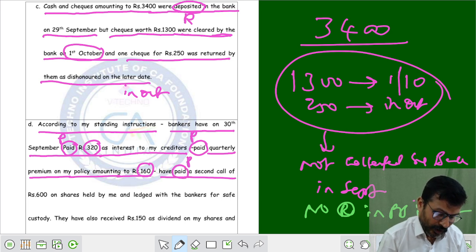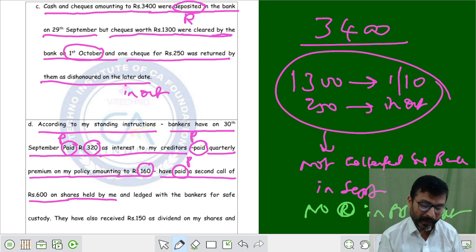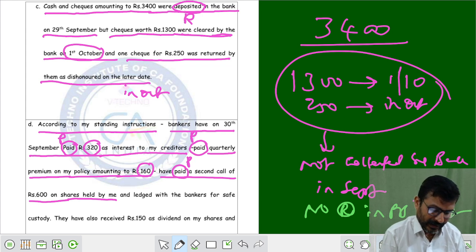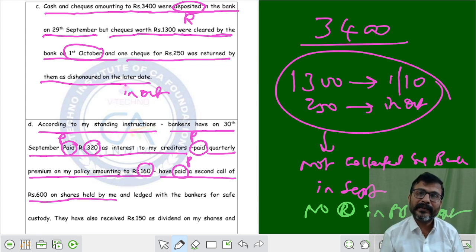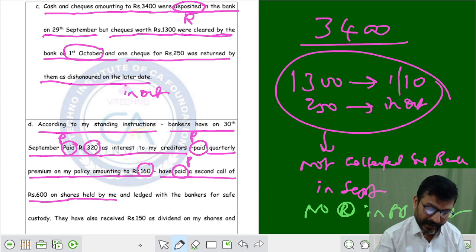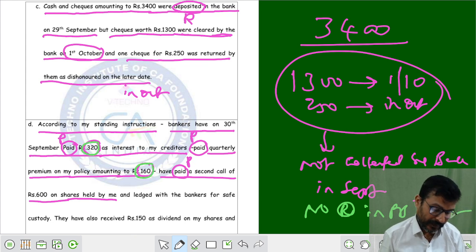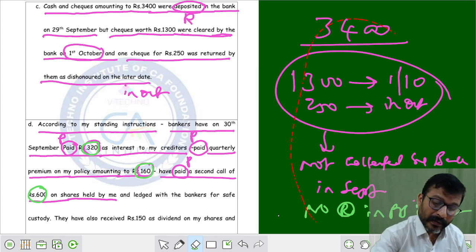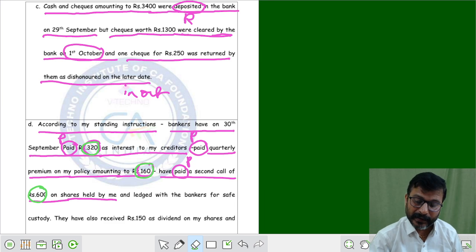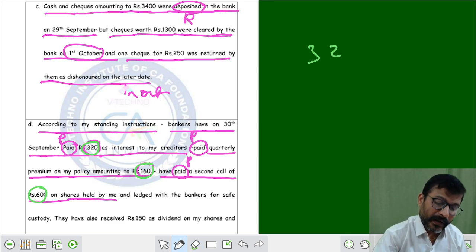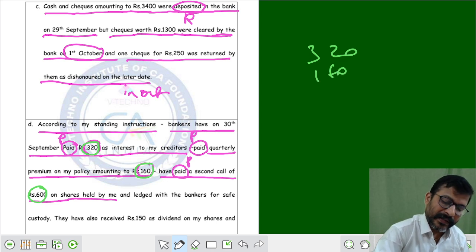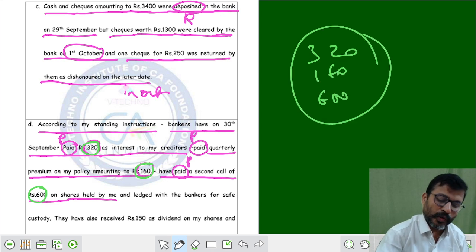Second call of rupees 600 on the shares held by me and pledged with the banker for safe custody. See how many payments are made, my dear kids. One is 320, another is 160 and one more is 600. So what is the total payment made by the banker? There are three payments, right? One is 320, another is 160, one more is 600. Put together, how much is it?